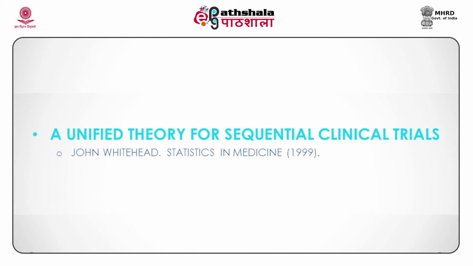The material in this module is largely based on the paper by Whitehead, which appeared in Statistics in Medicine in 1999 and is titled A Unified Theory for Sequential Clinical Trials. As is suggested by the title of the paper, in this paper, the author tries to provide a unified platform and define some fundamental concepts such as the parameter of interest, the statistic, the stopping rule, and so on to unify diverse theory which have been implemented in practice for the sequential clinical trial.